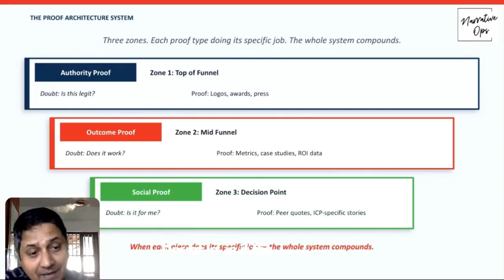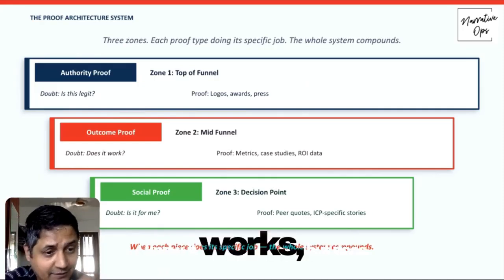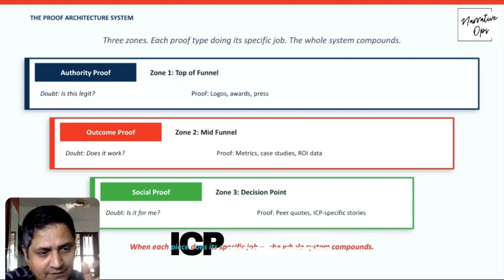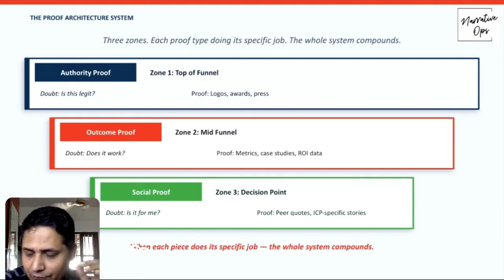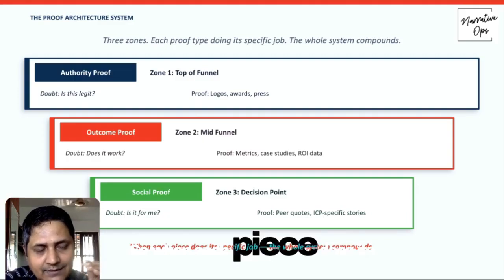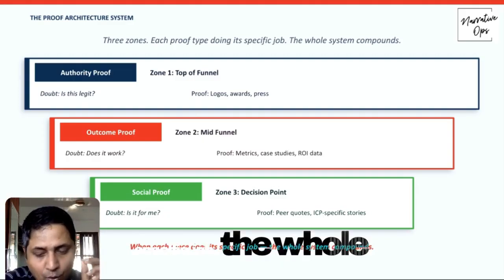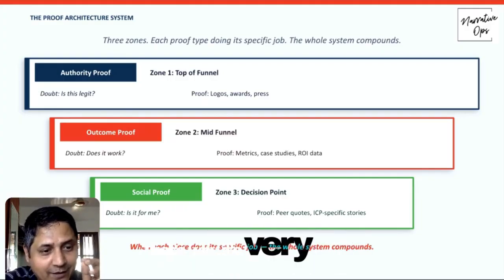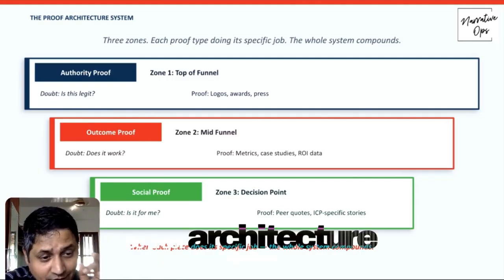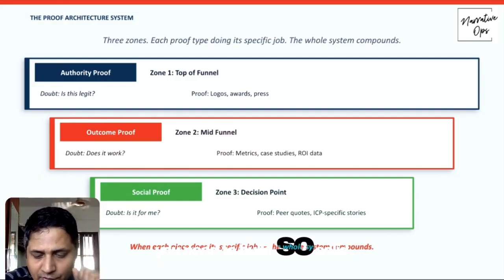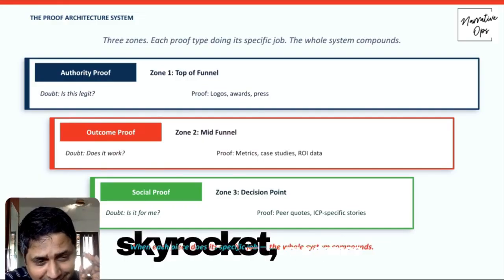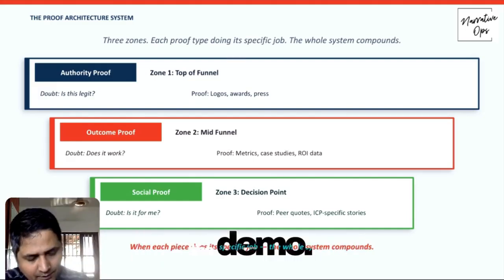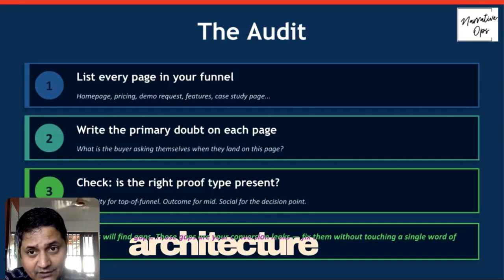The doubt is: is it for me? Does it work for me? I know it works, but does it work for me? So the proof is peer quotes and ICP-specific stories, as I mentioned, the CIO story. When each piece does its specific job, the whole proof architecture system works and it compounds. That's why it's very critical to get this right. You need to build the proof architecture system so solid that your conversions skyrocket, your demos are getting booked, and you're convincing people right before they attend the demo. So that's the proof architecture system.